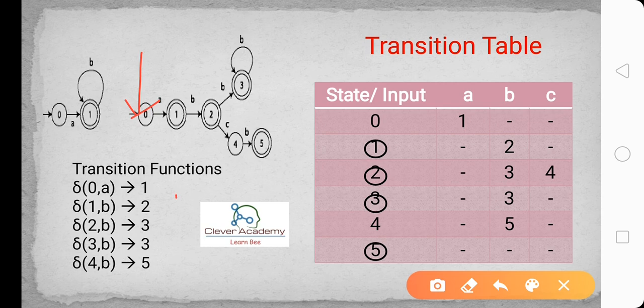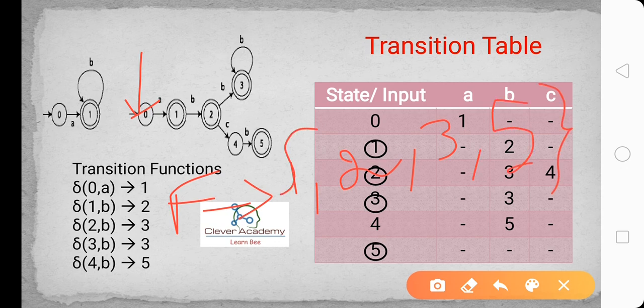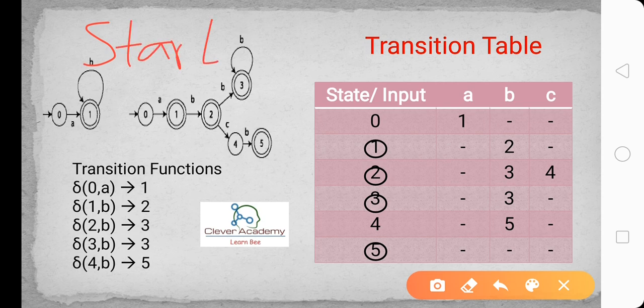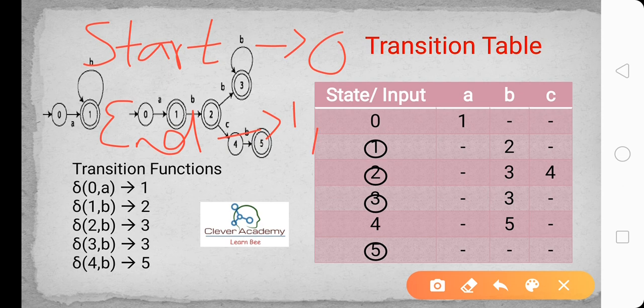In the same way, the initial state is 0, and the final states F are indicated with double circles. You can have 1, 2, 3 and 5. So the start state is 0, and the end states are 1, 2, 3, 5.